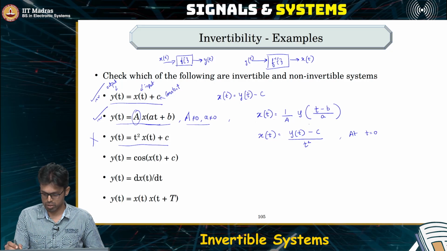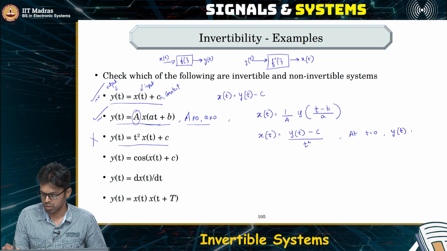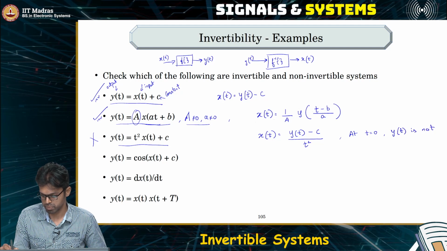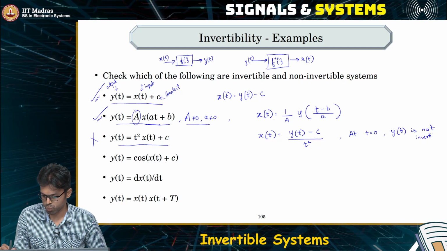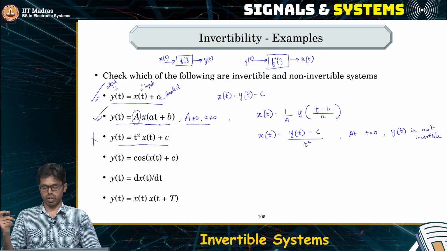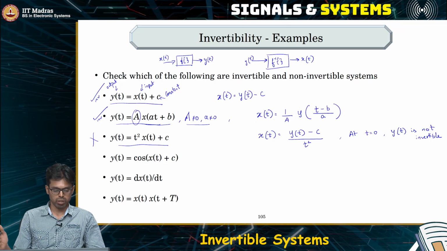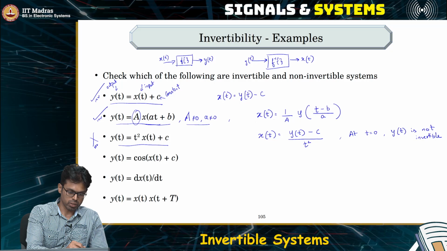So at t is equal to 0, y of t is not invertible. Even at a single value of time, if you're not able to find out what the input was, then you say that the entire system is non-invertible. So this is a non-invertible system.